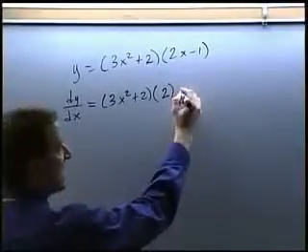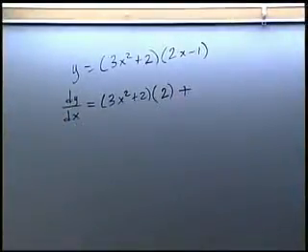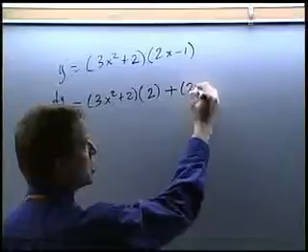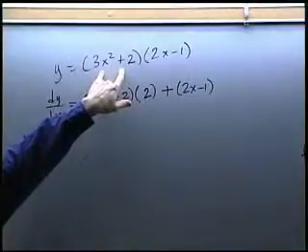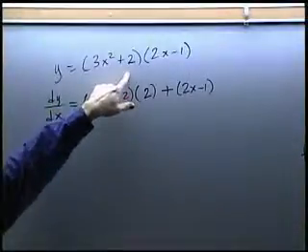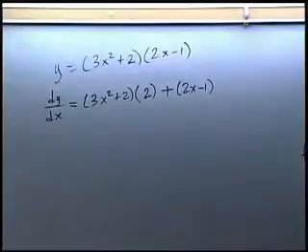Okay. Then plus, I do things in the opposite order. I now rewrite the second term, or the second part of the product, as it is, and multiply by the derivative of the first piece. And what is the derivative of the first part? 6x, right.